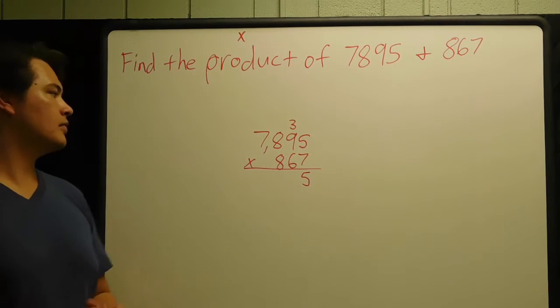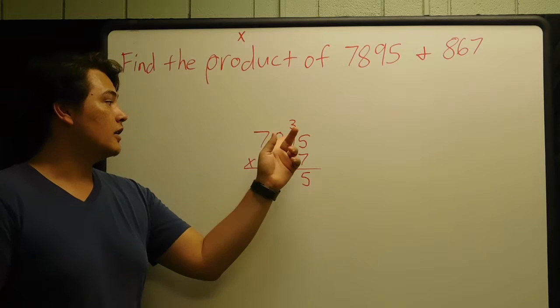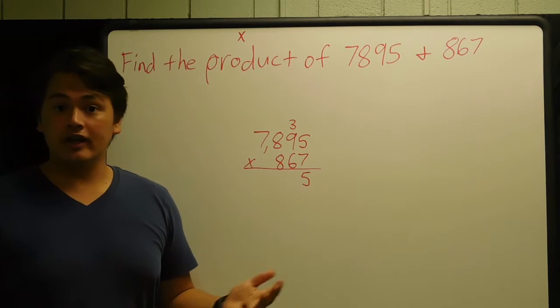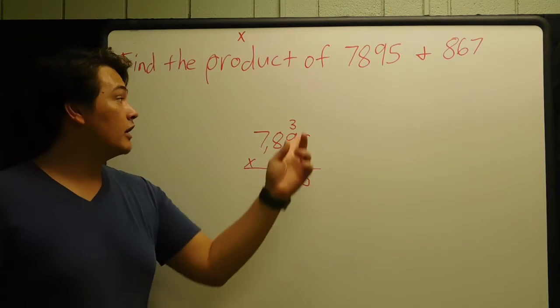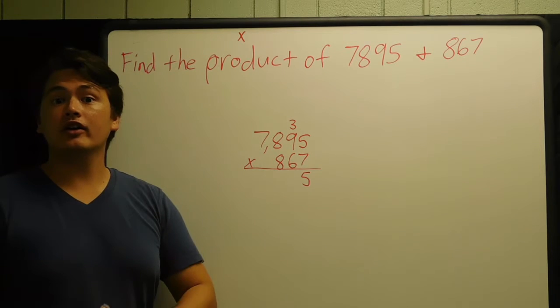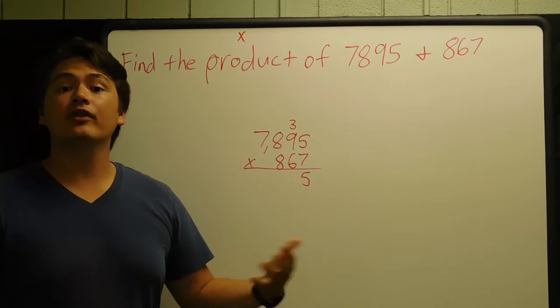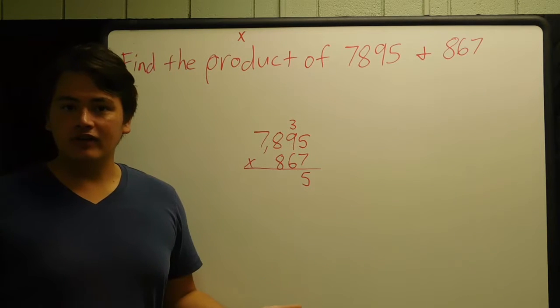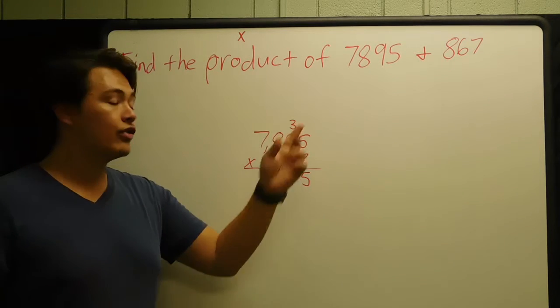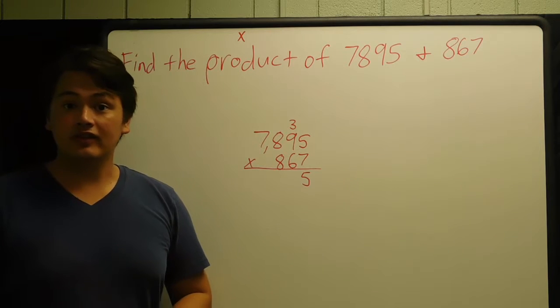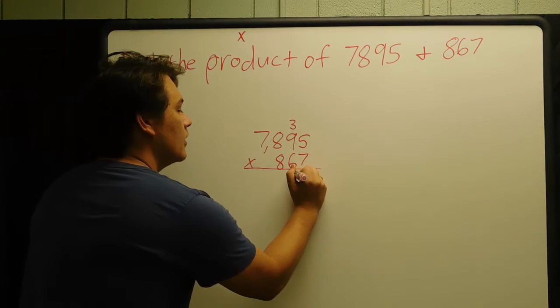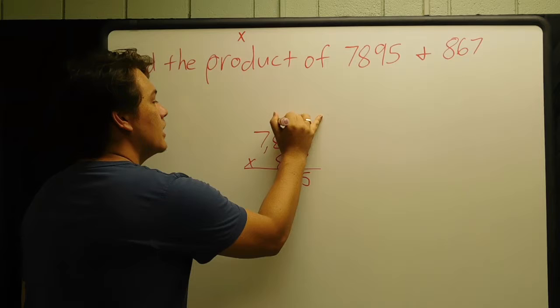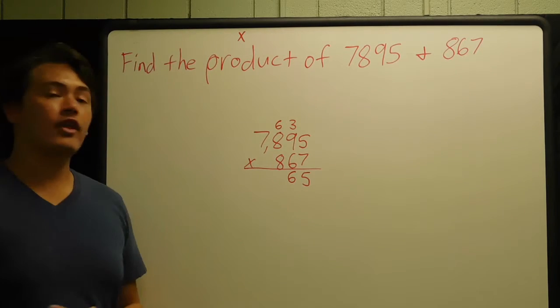35. So then we're going to multiply 9 times 7, which is going to give us 63. But since we have the 3 on the top, we're not going to multiply the 3. We're going to add the 3 to what 9 times 7 is. So 9 times 7 is 63, and then we're going to add 3, which is going to give us 66. So I'm going to write the 6 here and bring the 6 up there.